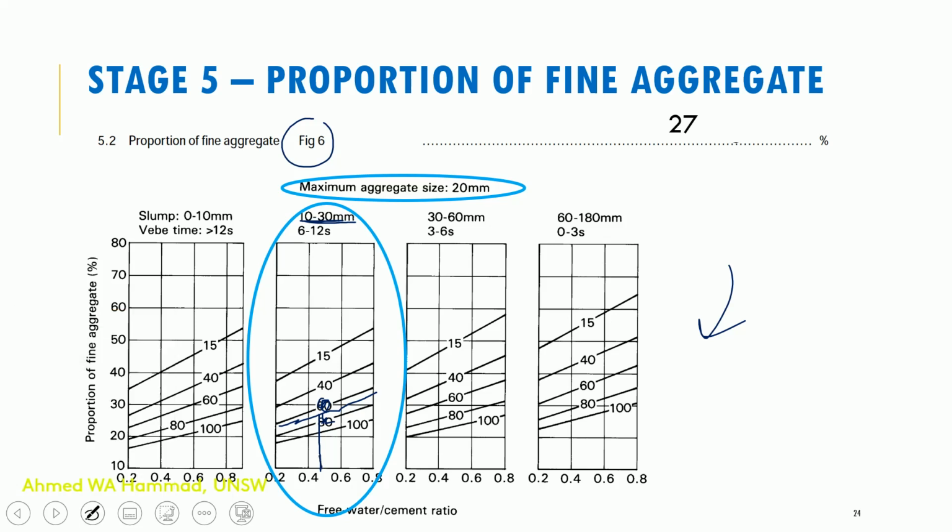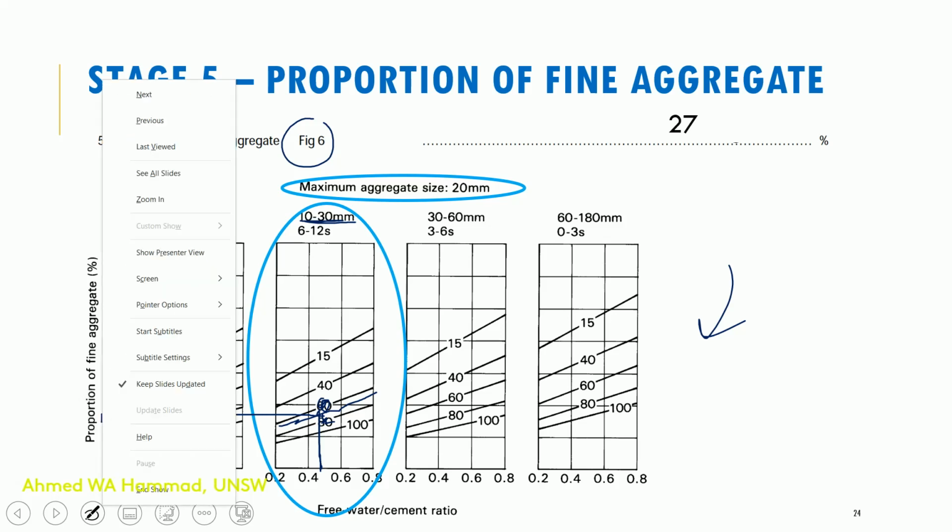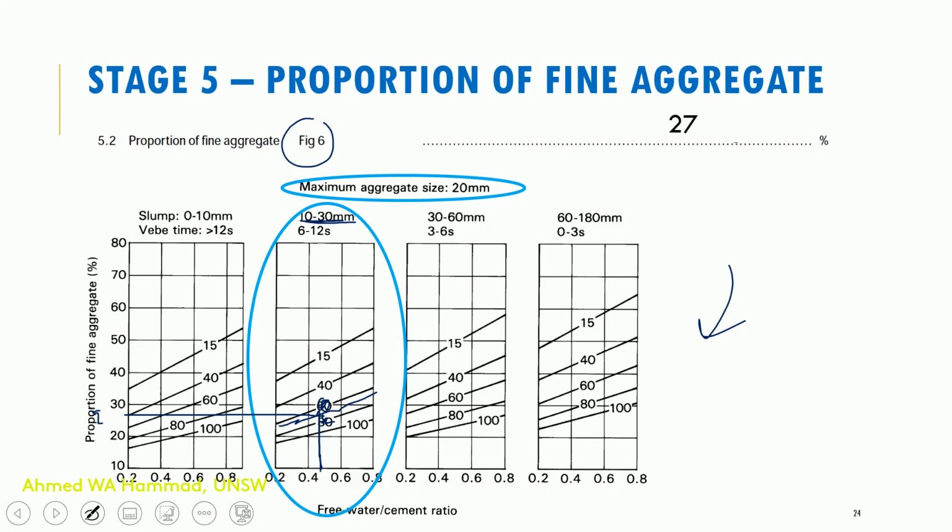So go above from 0.47 until you hit the 70% line, and then go across, and on average this is roughly 27. That's the figure that you see in front of you, the 27. So it's pretty straightforward if you know what sort of input you need. And it's all determined in the previous steps, and that's why it's important to go through it step by step. So for step 5.2, the proportion of fine aggregate as given by figure 6 is 27%.